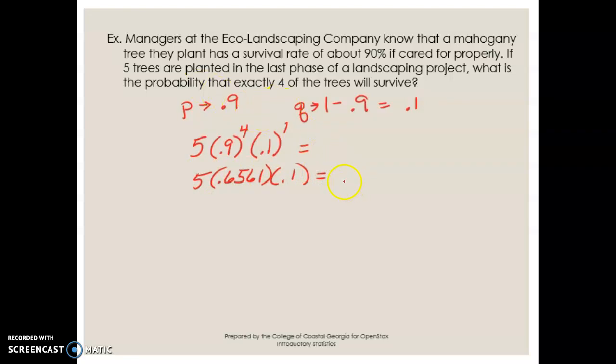And you get 0.3281. It was 805. Four decimal places is pretty good. But that's the probability that exactly 4 trees will survive. Okay, so there's the probability that exactly 4 will survive.